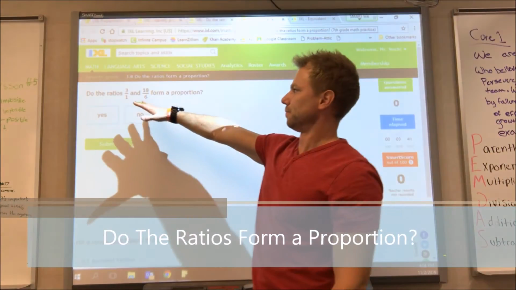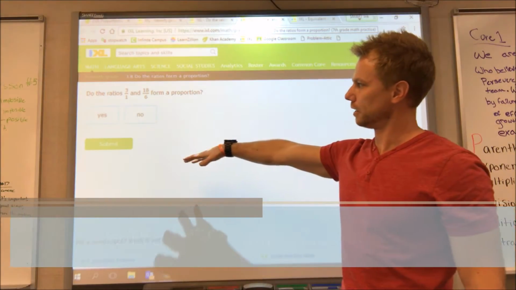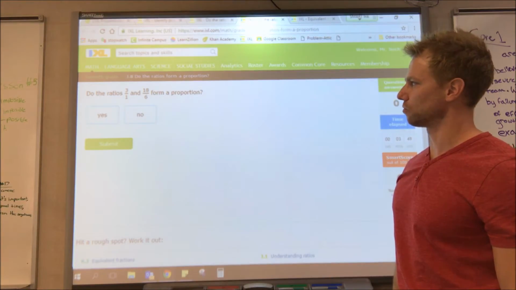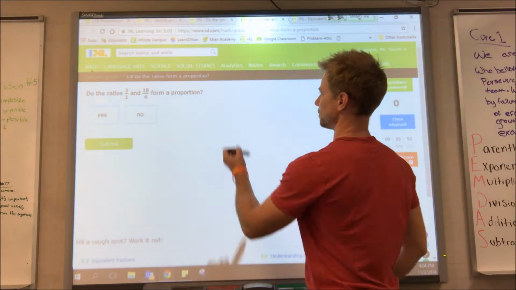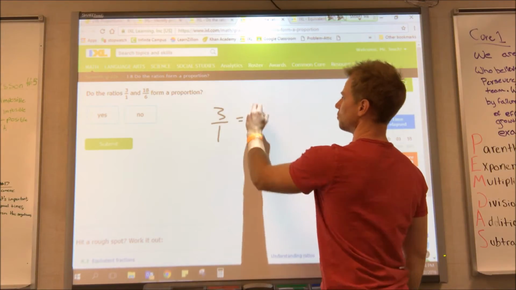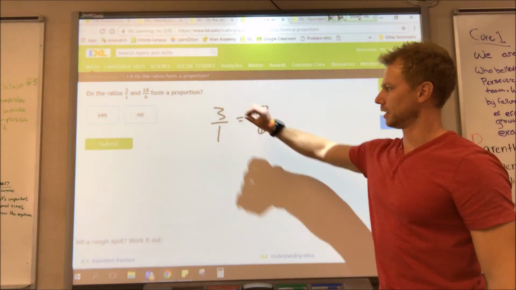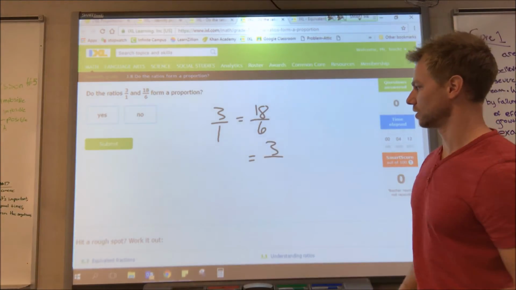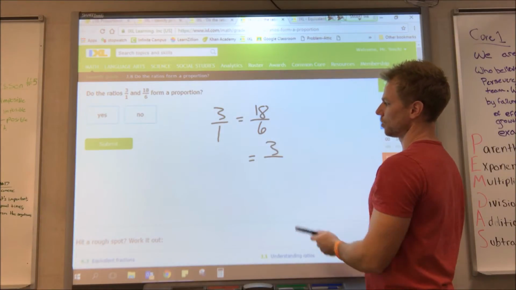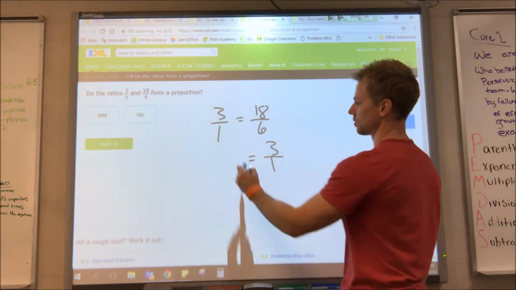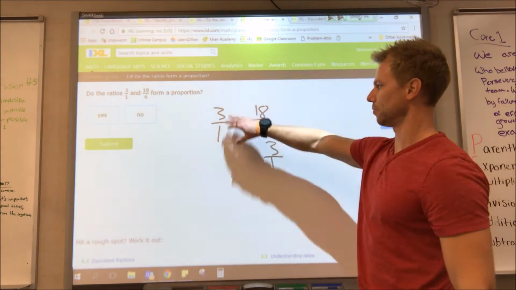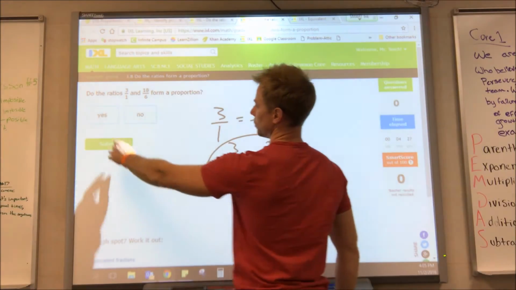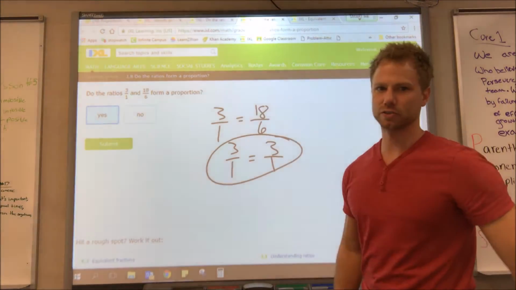Okay, the second one. Same thing, but it just looks a little bit differently. So we have, do the ratios 3 over 1 or 3 to 1 and 18 over 6 form a proportion. So again, let's write them in proportion form. If they reduce to the same ratio, they're equivalent. 6 goes into 18, 6 goes into 6. 6 goes into 18 3 times, 6 goes into itself once. And on the other side, it can't be reduced, it already is. 3 over 1 equals 3 over 1. So do they form a proportion? Yes, because they're equal.